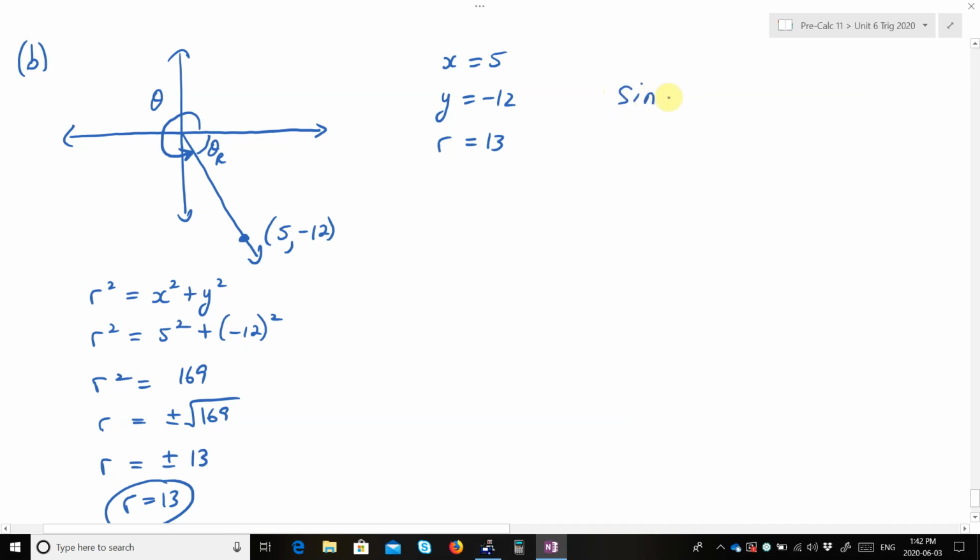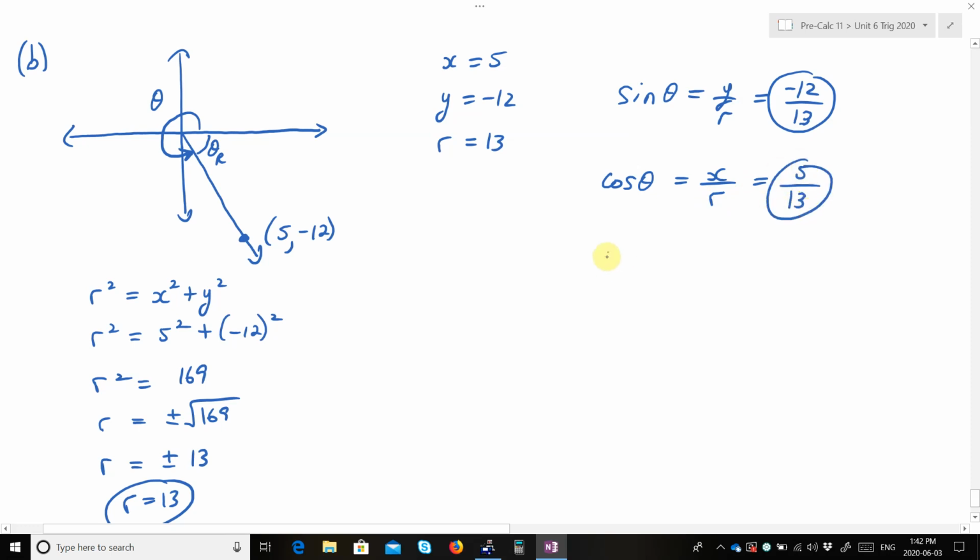There we go. And then they want us to do sine theta, cos theta, and tan theta. So sine of the angle is y over r, which is negative 12 over 13. Cos of theta is x over r, which is 5 over 13. And tan theta is y over x, which is negative 12 over 5.